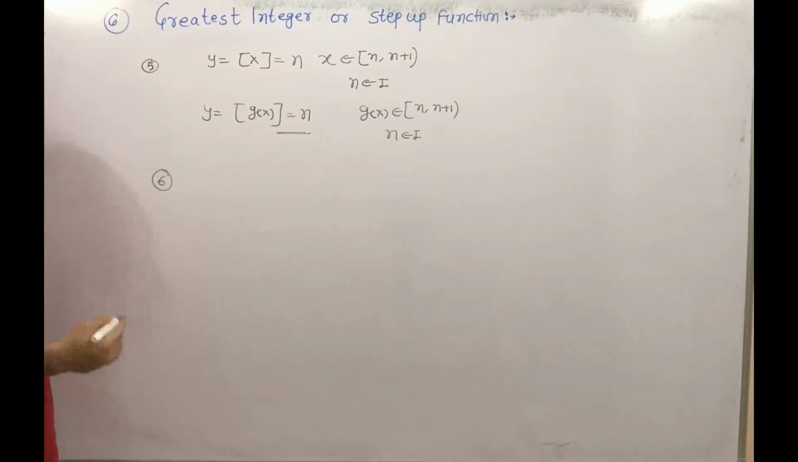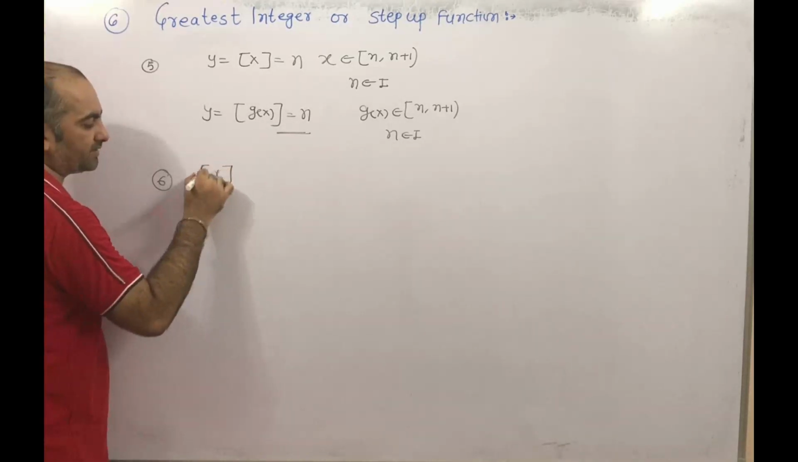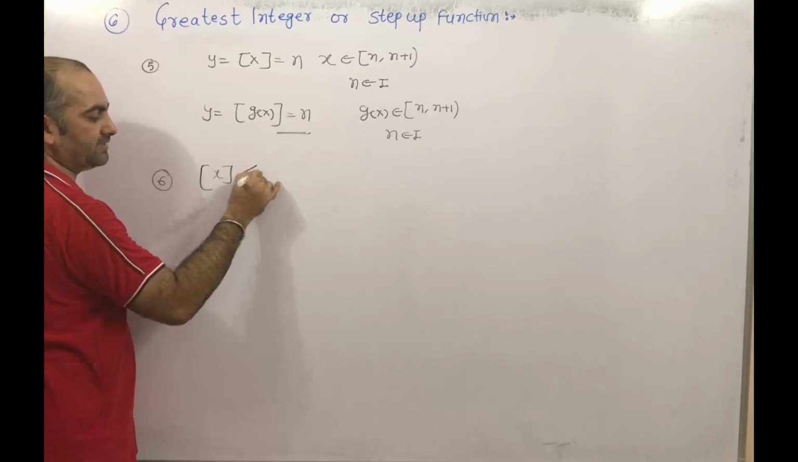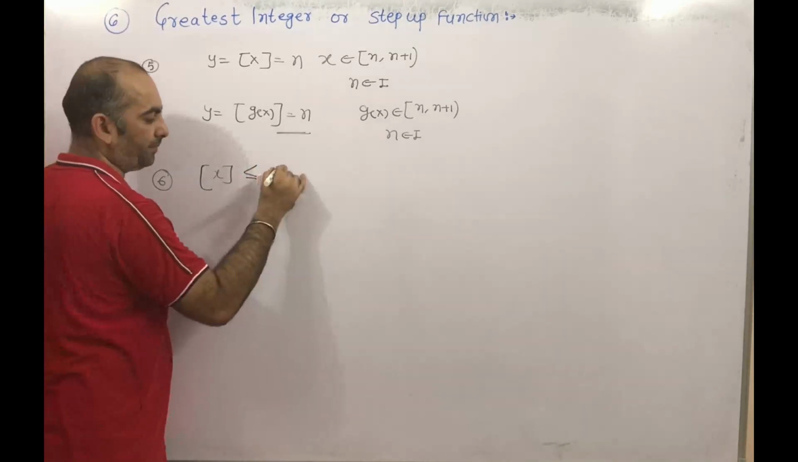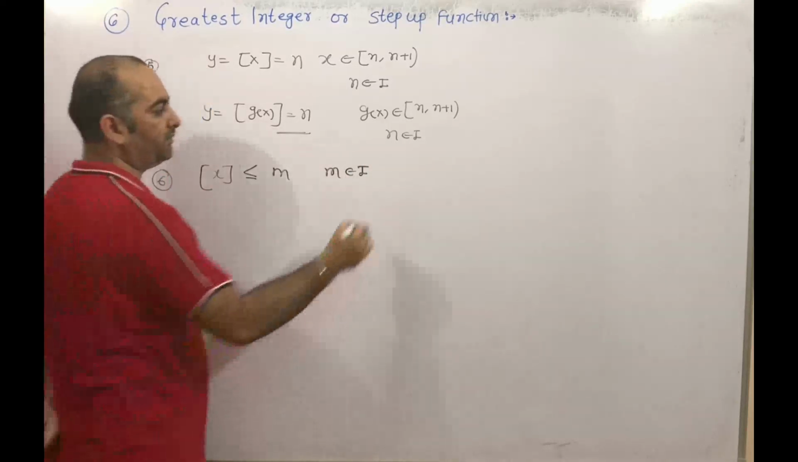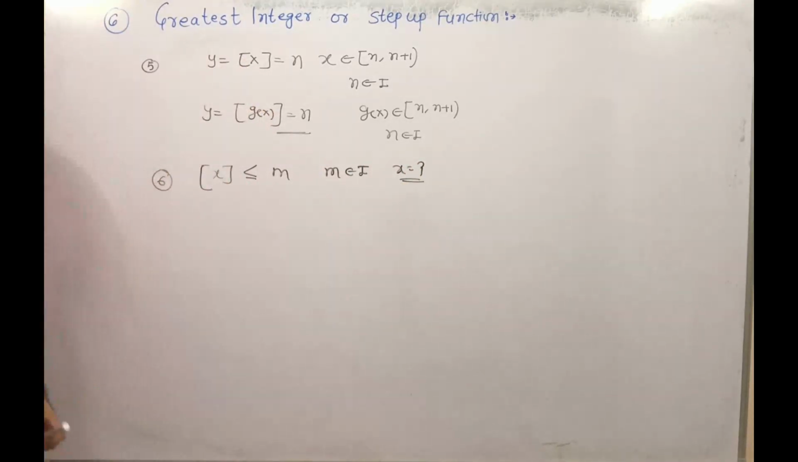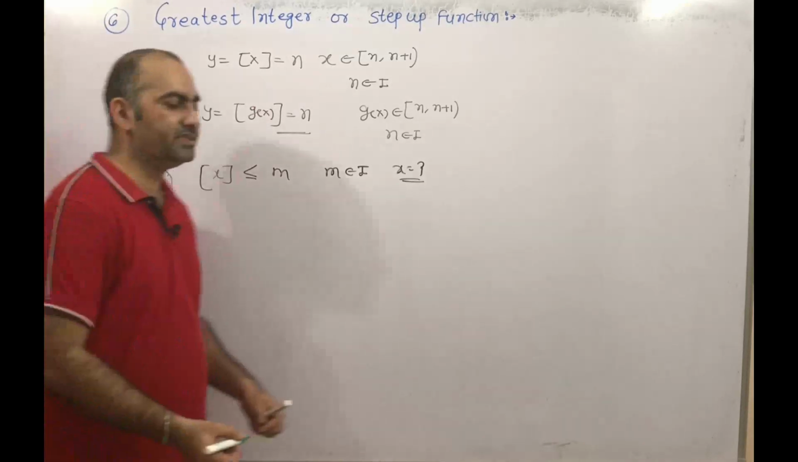Next property we are discussing, sixth. Graph we will discuss later. Next property is property number 6. According to property number 6, if I want greatest integer of x less than or equal to m, and m belongs to integer, here we want the x value. So how to find out the x value? It is very simple, so I'm discussing here.